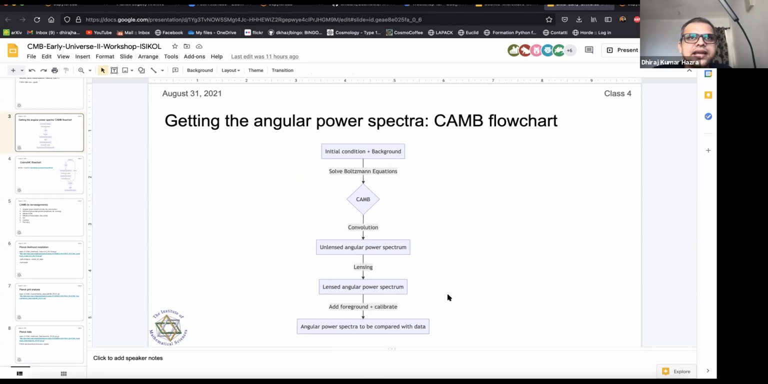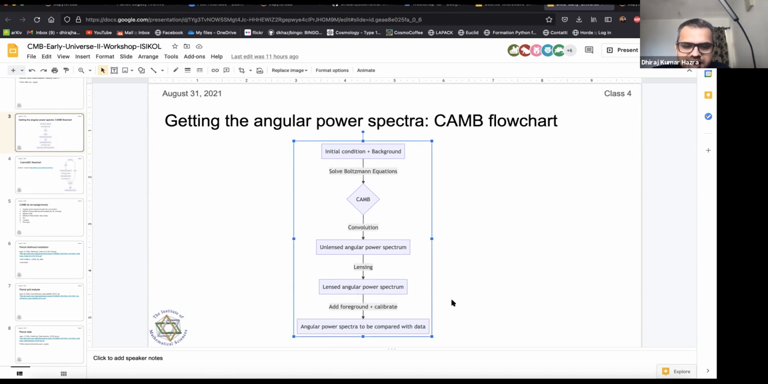And remember, this lensing appears only at the intermediate or the small scales. Why? Because it depends on the correlation of the structures. There is not much correlation of the structures at very large scale. Those correlations are basically only coming from the primordial power spectrum. Then from the lensed angular power spectrum, you add foreground and you calibrate for different frequency channels, and then you get the angular power spectrum that can be compared with the data for different frequency channels.